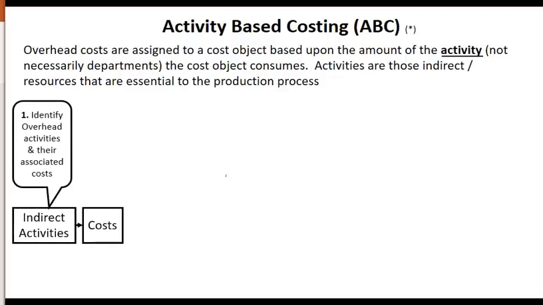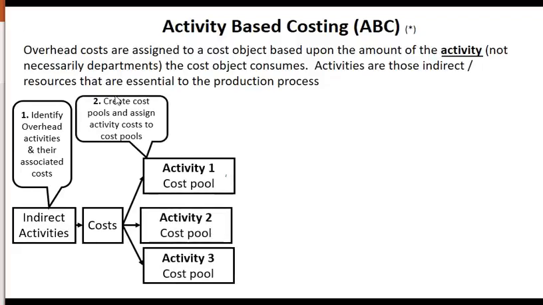Now let's take a look at a pictorial of an ABC process. Number one, we need to identify overhead activities and their associated cost. In a lot of cases, this means we identify the activity and not necessarily the department, although the department may be the activity. But we may look at the individual activities, and we may basically create those activities, and instead of accounting for them via the department, we will account for them via those associated costs in an activity cost pool.